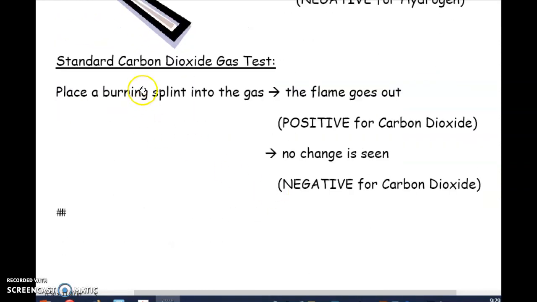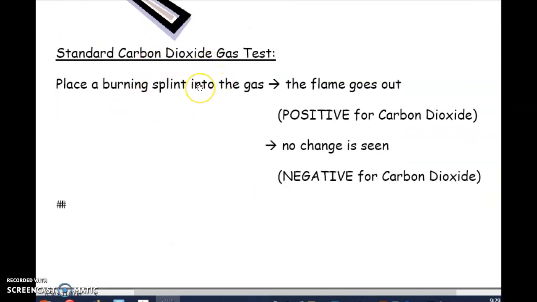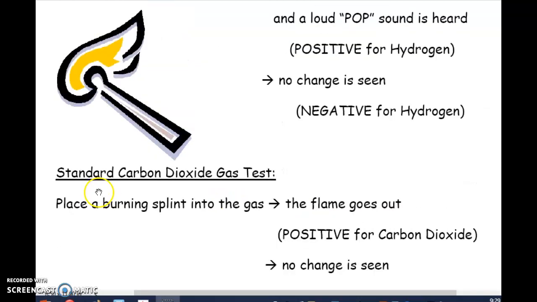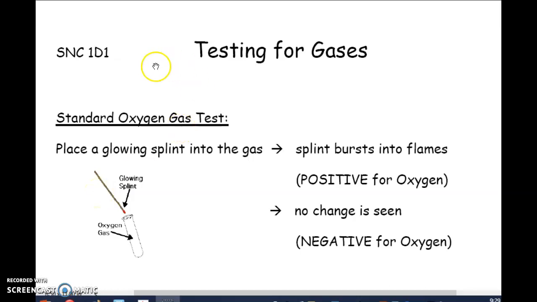And lastly, we have our carbon dioxide gas test. This one's not as exciting. The splint has to be on fire. If you put it into the test tube and the fire goes out, that means we do have carbon dioxide gas. If you put it in and it stays on fire, no change is seen, then that means you don't have carbon dioxide gas. Okay, so those are the 3 gas tests that you are expected to know.